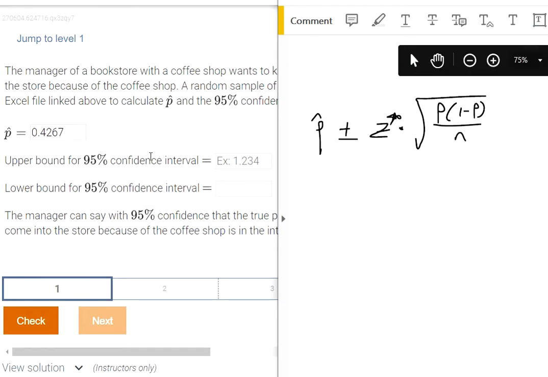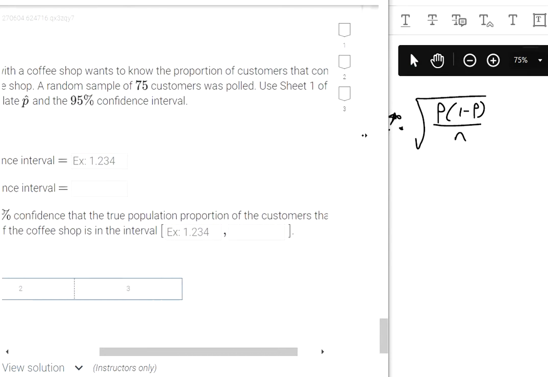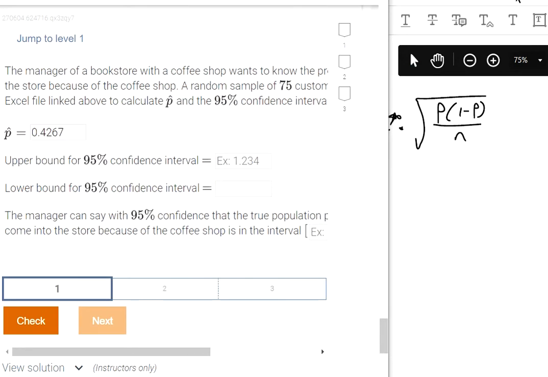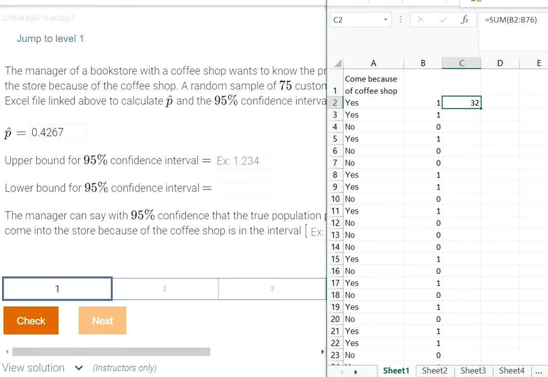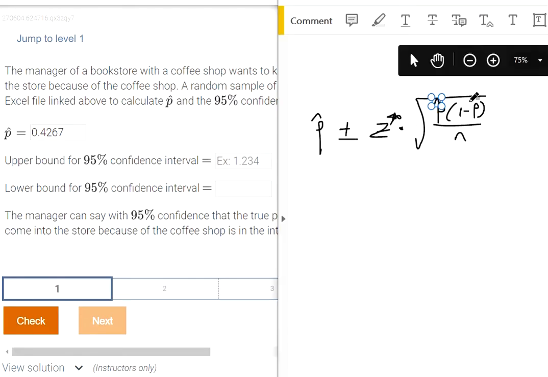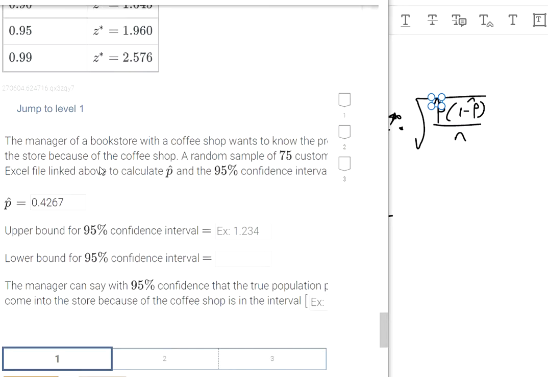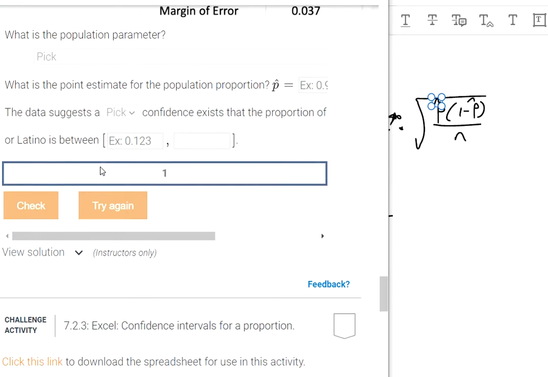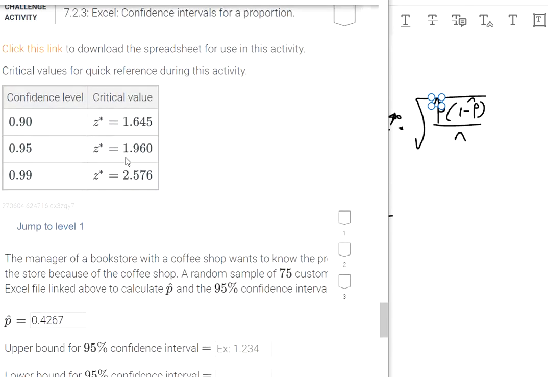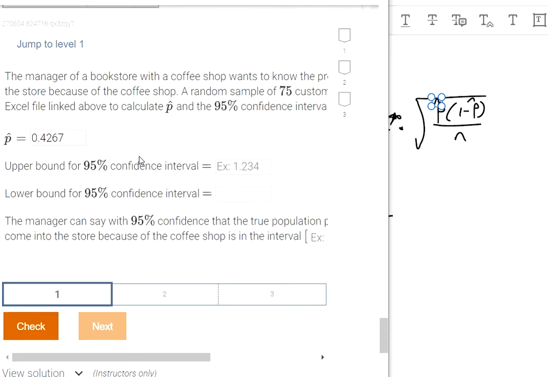And unless they tell us, we have to estimate p with p hat. So we're going to put a hat on here. So 0.4267 plus or minus. Now Z star, you can just scroll up. They have a table for you. Z star for 95% confidence is 1.960.